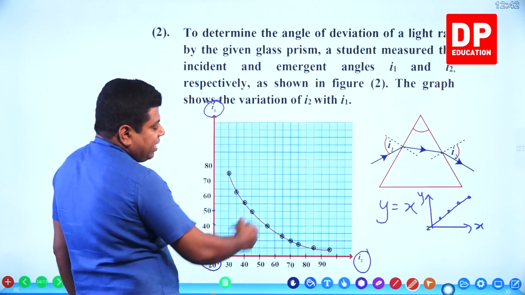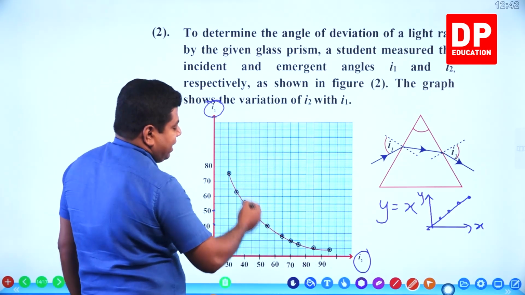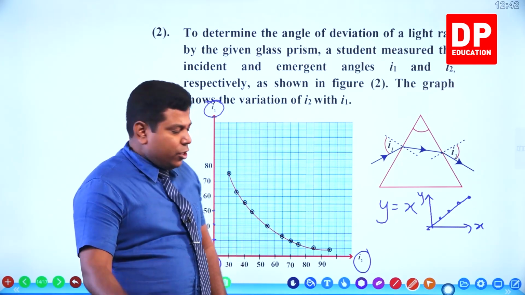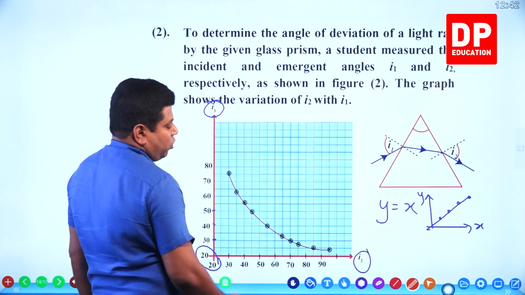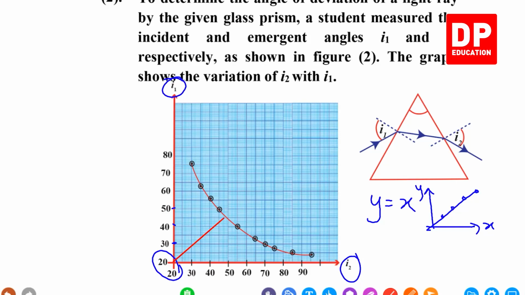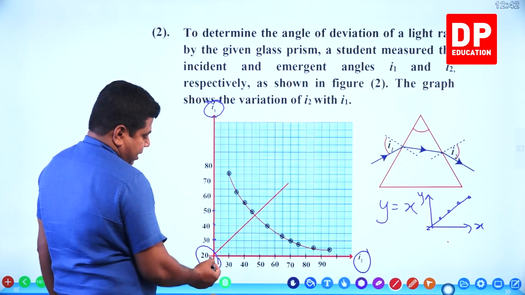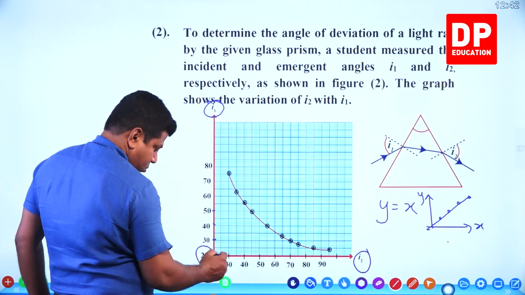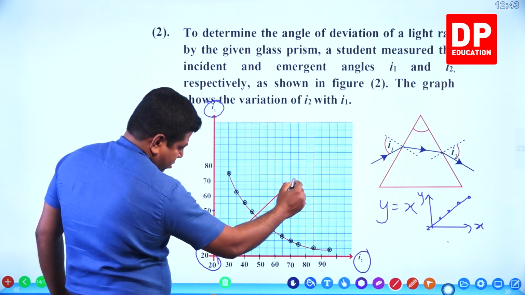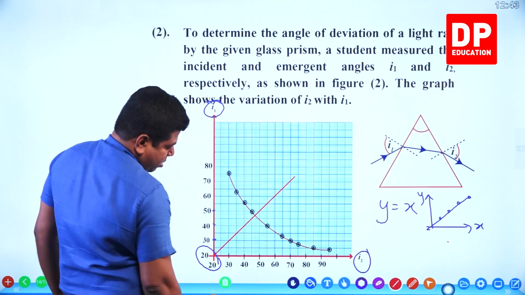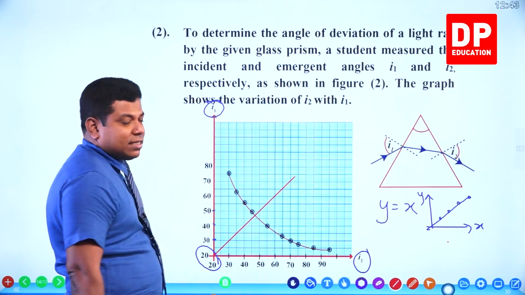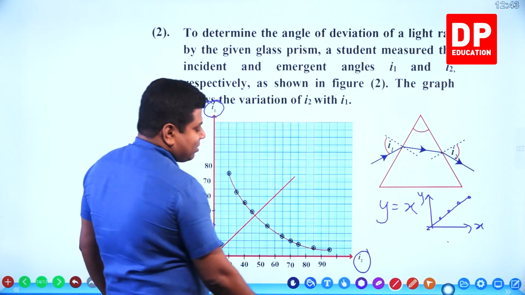Here also I can draw a y equals x graph and find out where that y equals x graph cuts this graph. Then you can find that at that point the x and y readings will be the same. That's the idea you have to use here. That will be the easy one since they have the graph sheet also. So let me draw that line starting from this point. Let's start from 20, 20. Then it goes through the 30-30 point, 40-40, 50-50, 60-60, 70-70. It connects all the equal points.